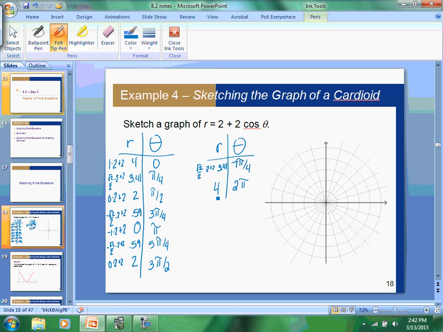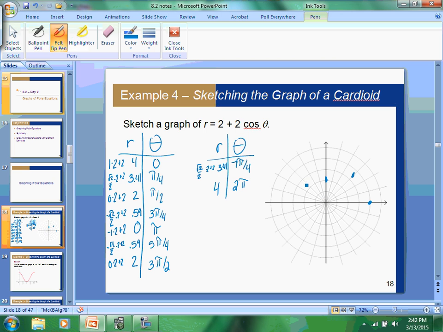Now that I have all these values, I just need to go through and graph it. Remember, we're graphing backwards here from our table. I'm going to start at 0 degrees with a segment that's 4 units long: 1, 2, 3, 4. Then at pi over 4, I need a segment that's 3.41 units long, so just estimate where that would be. At pi over 2, I need a segment that's 2 units long. I'll connect these in a moment, but just know that you have to start at 0 and go around.